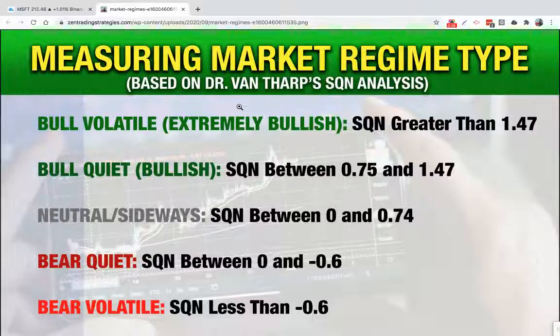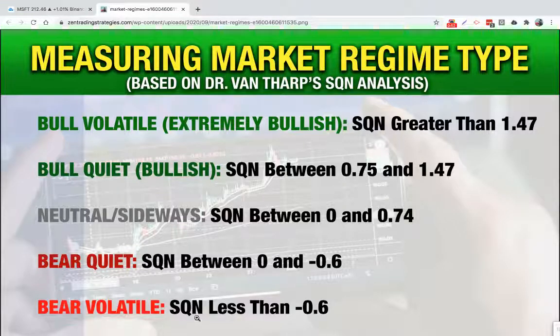What we use inside of all of our Zen trading strategy systems, and what we're using here in the perfect momentum strategy, is this market regime type built and based upon Dr. Van Tharp's SQN analysis. SQN and market regime are the same thing.